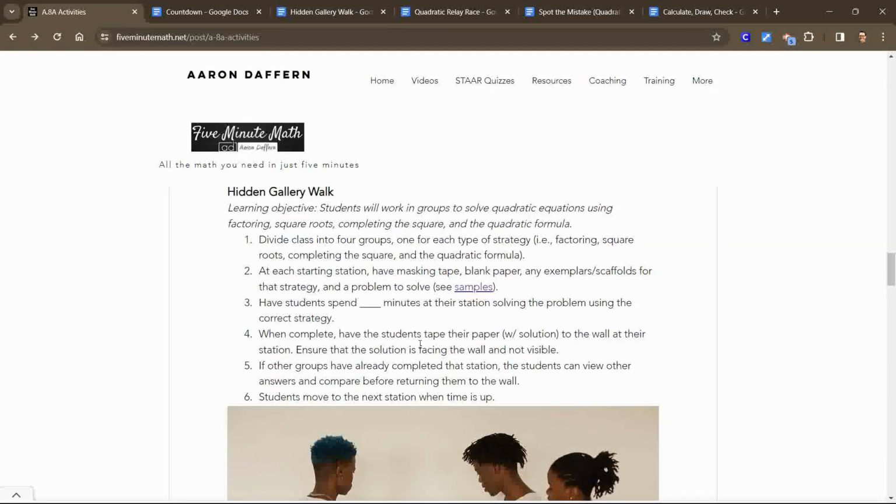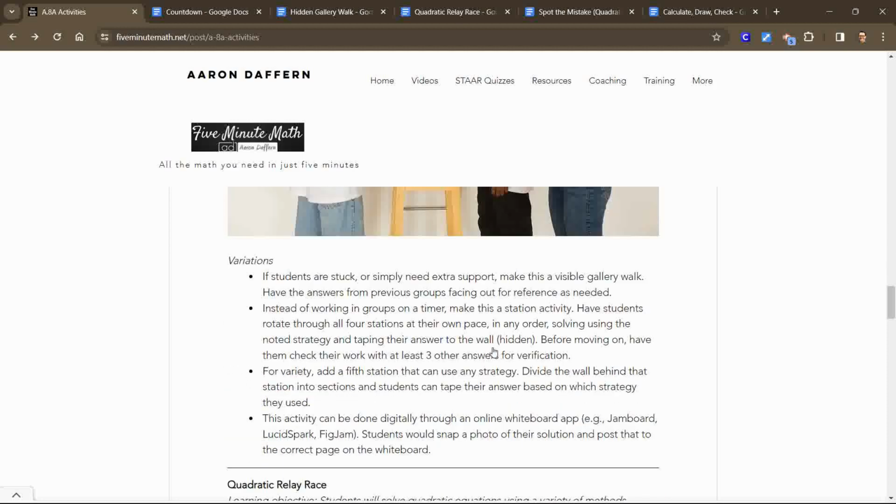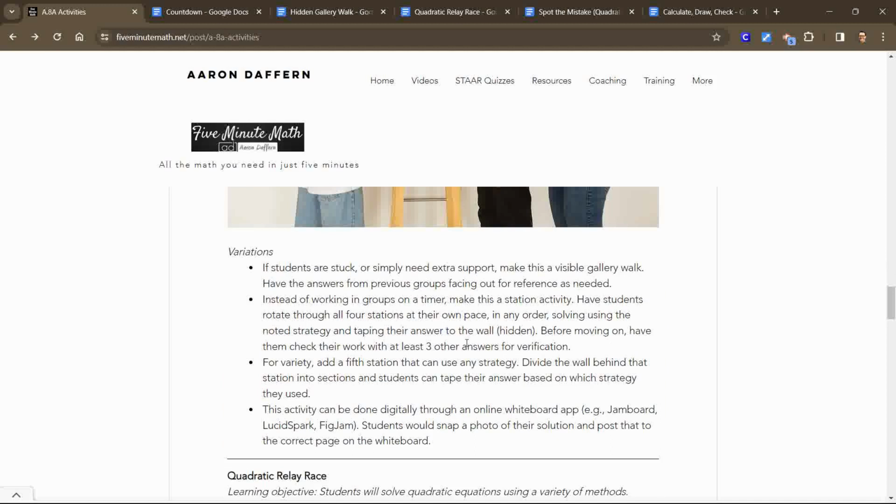What you want here is that students spend a blank amount of minutes you decide at their station solving the problem. When complete, they tape their paper with a solution to the wall at their station, and they make sure that the solution is hidden, right? So it's not visible. As long as they're not the first group there, once they've taped their solution, then they can take some other solutions off from other students and then compare their answers and then return those to the wall. So that's a self-check right there, is that they move on to the next station after they've checked a few solutions.